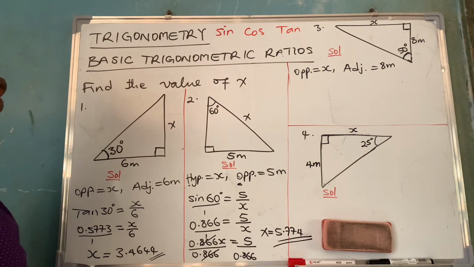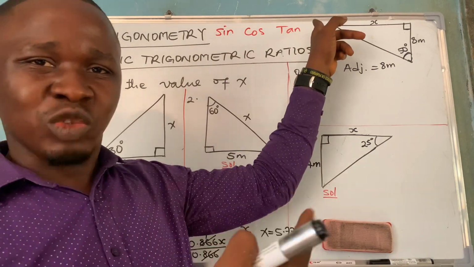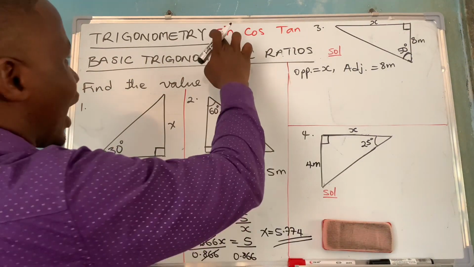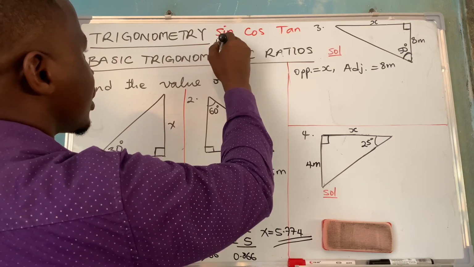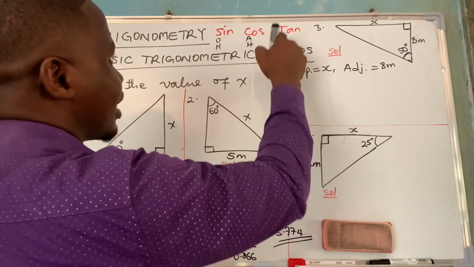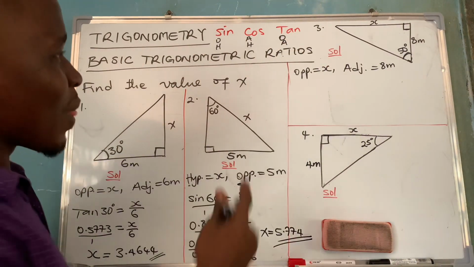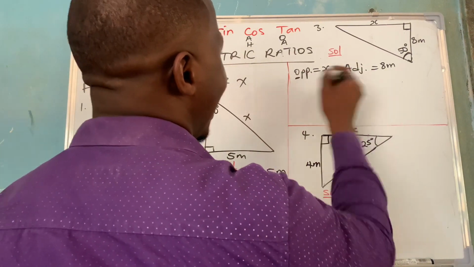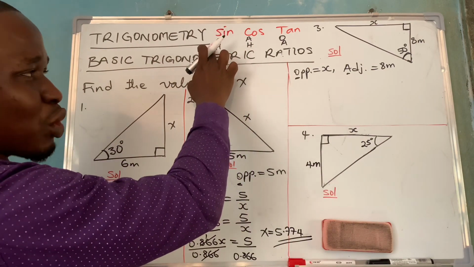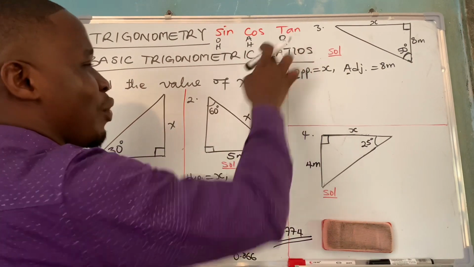Alright, now we want to know if we are to apply sine, cos, or tan. So what do we do? Remember we have SOH, CAH, TOA. So let us see what we've gathered here. We have O and A. But this is OH and not OA. This is AH and not OA. This is the OA we are searching for.